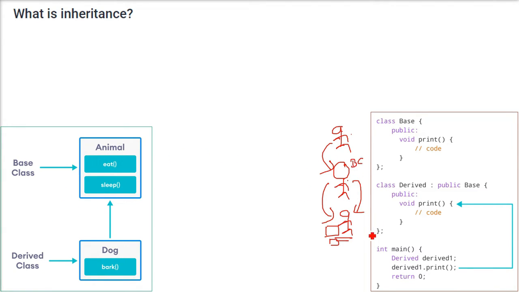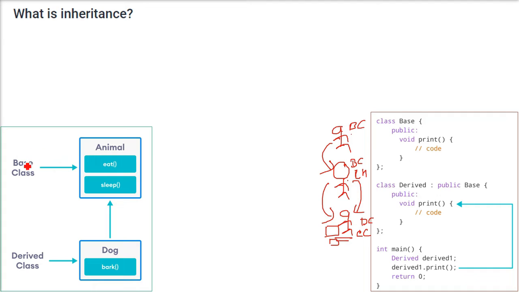So your father is your base class and you are a derived class here. For example, your father and his father, your grandfather. Your grandfather is the base class for your father, who is the child class for your grandfather.